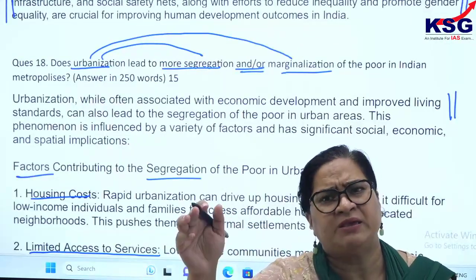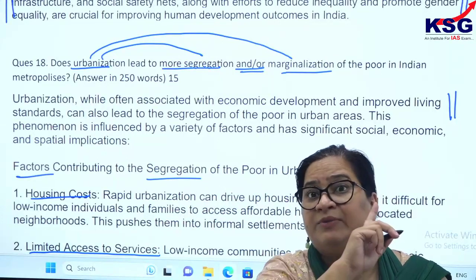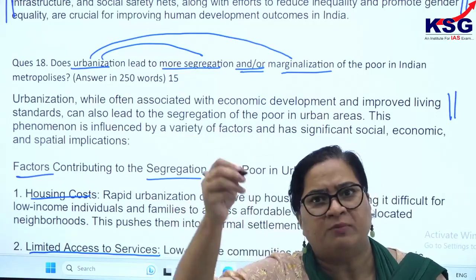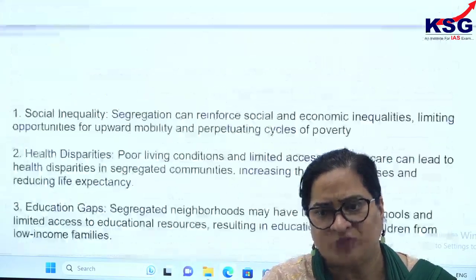Okay, what will be the impact? Preferably write it in one sentence. I have given the points with elaboration, but just mention one sentence, comma, key points. Okay, so what are the points? All of you can see it over here.